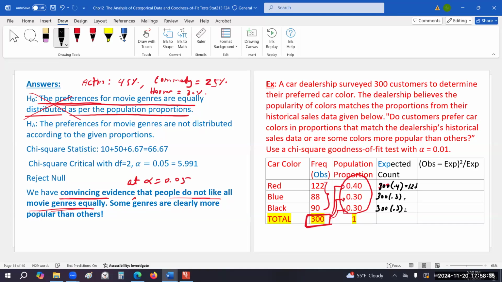120? Is it? It is a 90. Am I correct? I don't have the answer in front of me. Oh yeah, 120. Cool. And then 3/10. So 90, right? The next ones are 90.